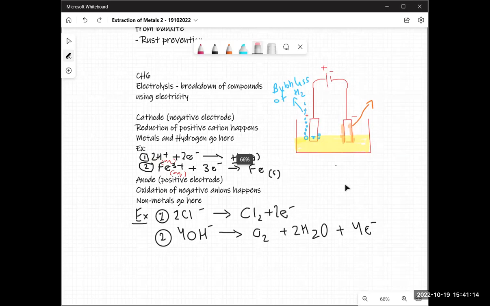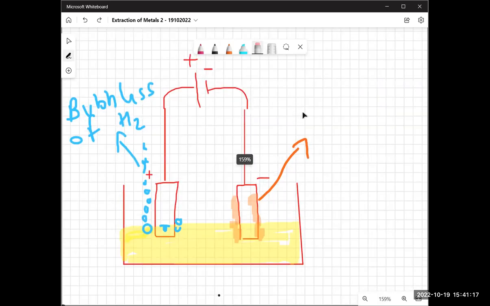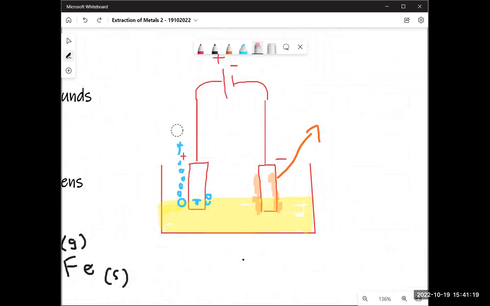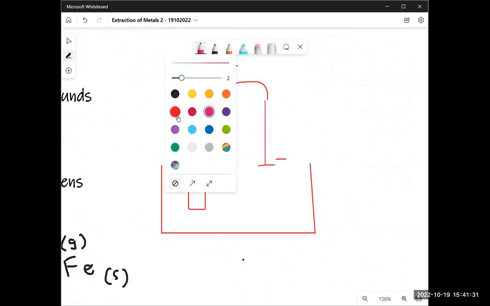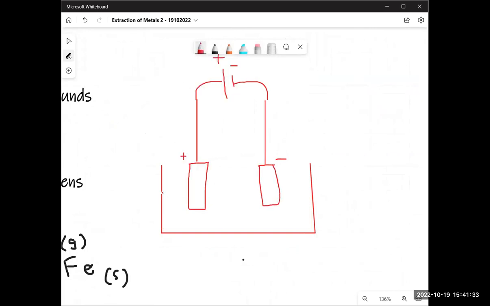Now, all you need to realize is, if I have a solution, let's remove all of this for now. If I have a solution which looks like this, and I had a solution here. In this solution, I have two things, Na plus and Cl minus. This is molten.